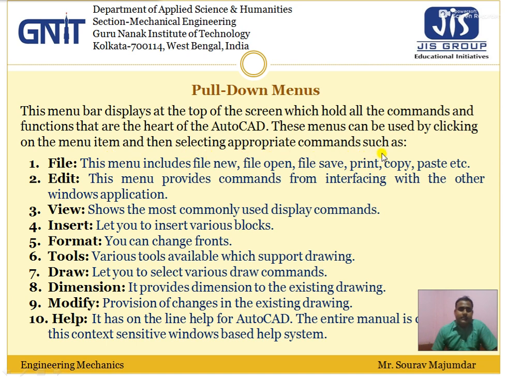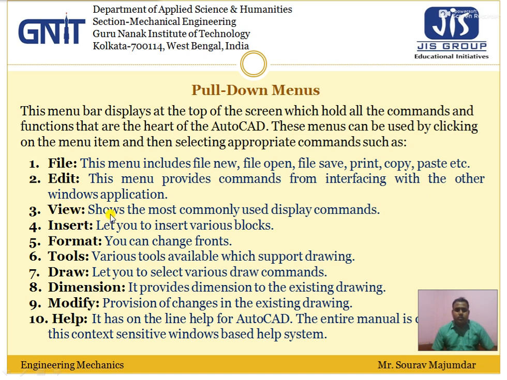This menu can be used by clicking on the menu item and then selecting appropriate commands. There are 10 menus, like File. What is the utilization of File? This menu includes file new, file open, file save, print, copy, paste, etc. All these things are done in File. Now come to the second, that is Edit. This menu provides commands for interfacing with other Windows applications. These are mainly used for editing purposes. Now come to View.